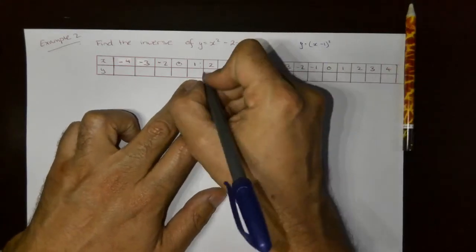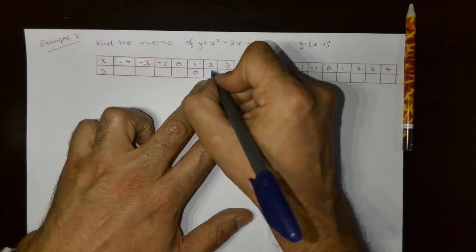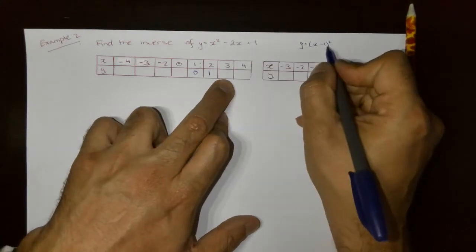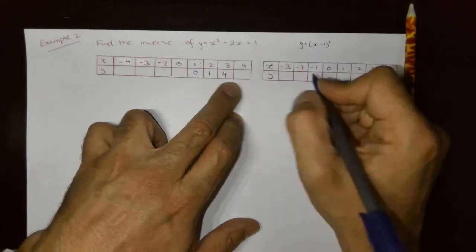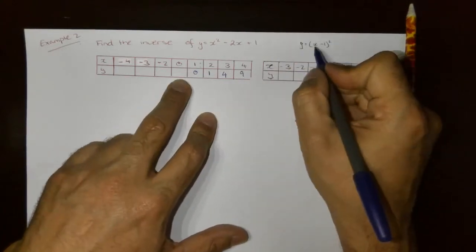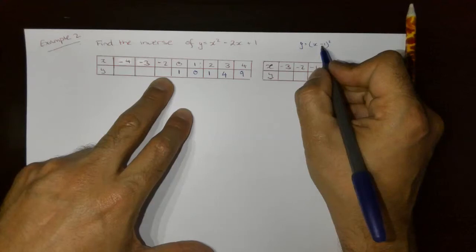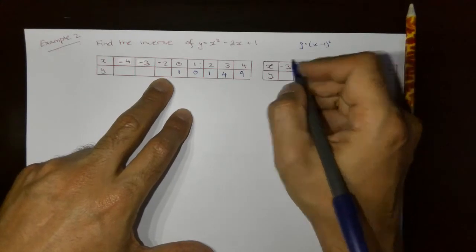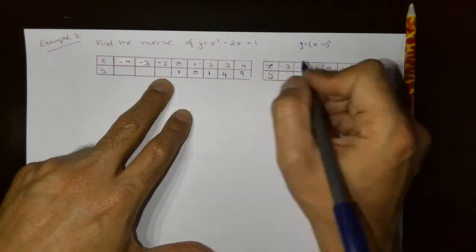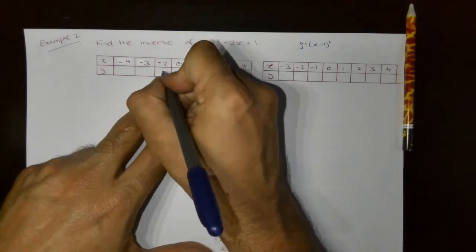1 minus 1 all squared, that's 0. 2 minus 1 is 1, that's 1. 3 minus 1 is 2, that becomes 4. 4 minus 1 is 3, that's 9.